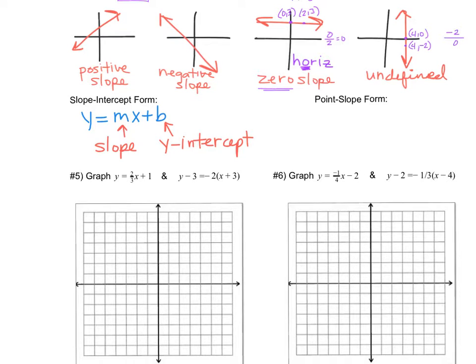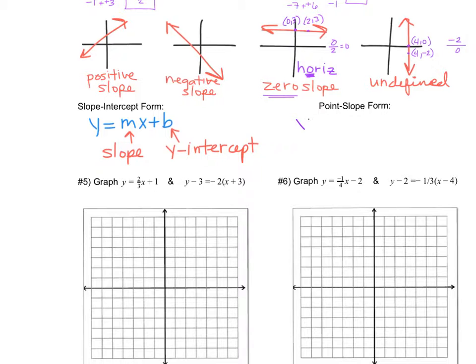The other form is point slope. Does anyone remember this one? This is the one that gets forgotten much quicker. It is x parentheses at the end. So it's y minus y1 equals m parentheses x minus x1. Okay? So in point slope form, this is the y coordinate of your point. This is the x coordinate of your point.